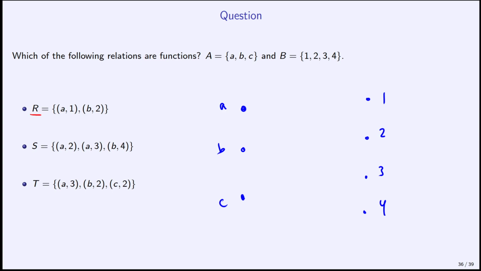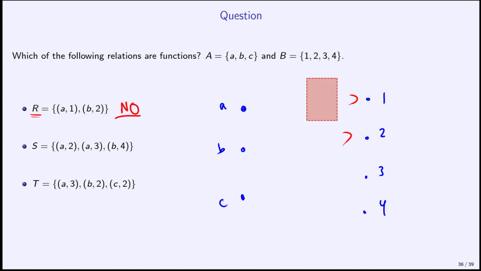So in the first one, R, A goes to 1 and B goes to 2. Is this a function? The answer is no, it's not a function because we need C to be mapped to something, but C is not being mapped to anything, therefore this relation R is not a function.